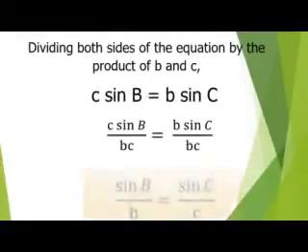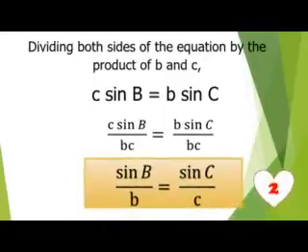Step 8. Dividing both sides of the equation by the product of B and C, copy the equation C sine B is equal to B sine C. Divide both sides by BC, we have sine B over B is equal to sine C over C. Take note of this equation. This will be our equation 2.